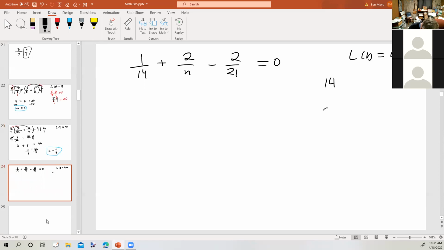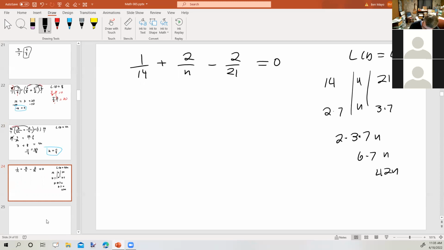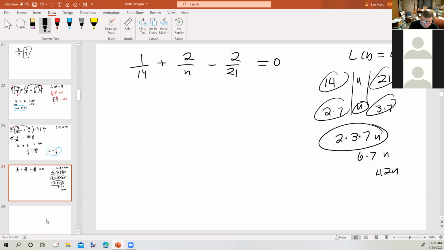So 14 is 2 times 7. 21 is 3 times 7. So you need the highest power of each different prime factor. And you've also got what? n. So there's your 6 times 7 in 42n. So from here we get that. From here we get that, which leads us to this. We okay with that, Abel?